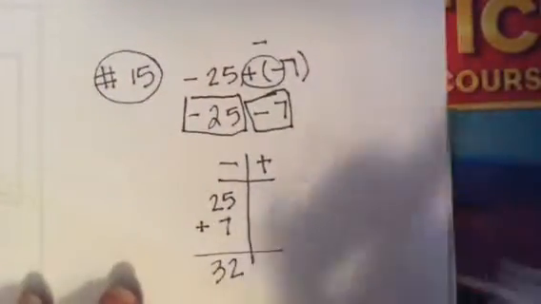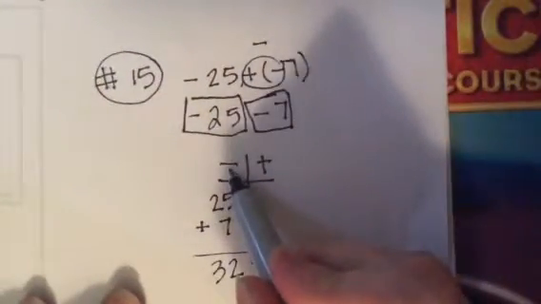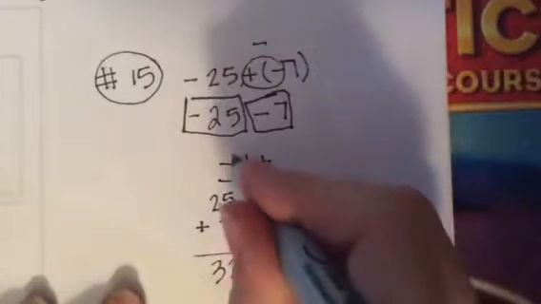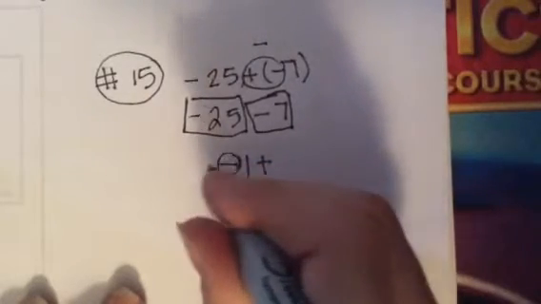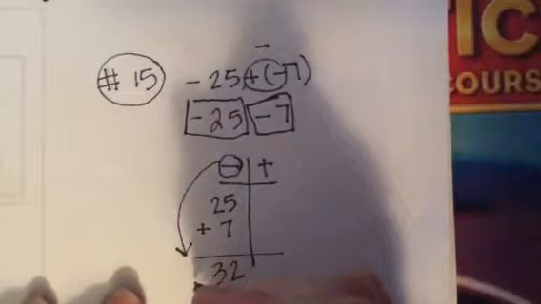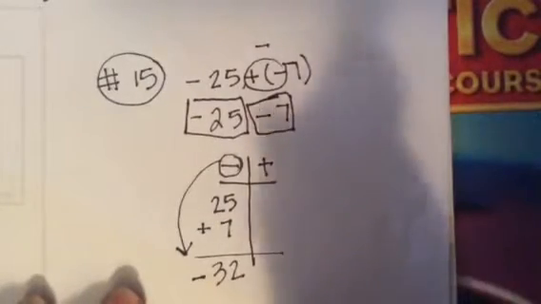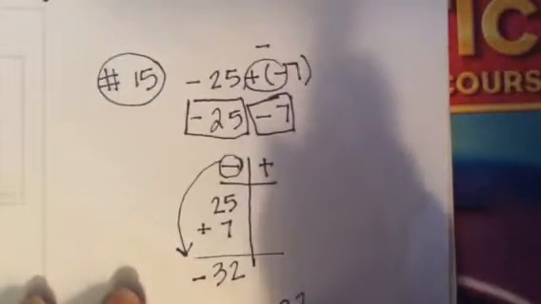So go over to your columns and look. You always look up here and go straight down. So it's this symbol right here. I bring it down. And so my answer is negative 32.